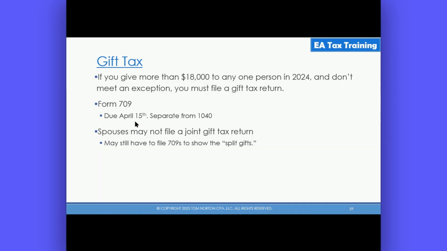So remember, we said they could give $36,000 to a child, and if the child's married, to their spouse without any effect. And that is true. However, since they are technically giving more than $18,000, they do have to file a Form 709 in order to show that they did split that gift. So it would just be for information only. There wouldn't be any tax due, but they would have to file the 709.